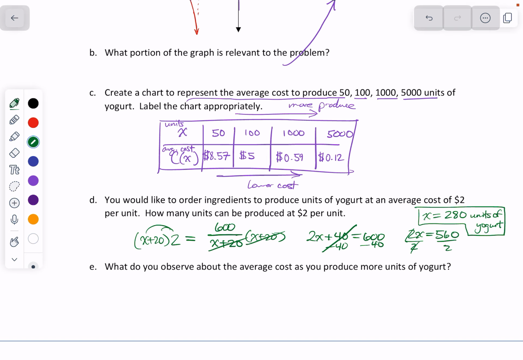Cool. What do you observe about the average cost as you produce more units of yogurt? So I actually kind of spoiled that surprise earlier. So the idea is the more we produce, the lower the average cost is.